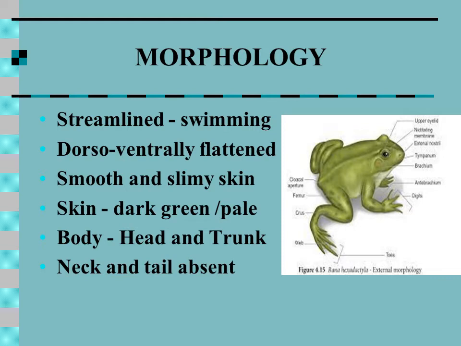And the color of the body: the skin is dark green actually. If we view it on the dorsal side, it is dark green in color, and on the ventral side it is pale. Then the body is divided into two divisions, head as well as trunk. And there is no neck and there is no tail for this frog. Can you watch this figure? There is no neck and there is no tail.